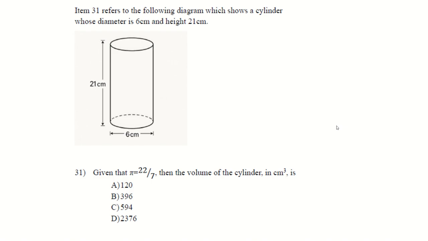to 38. Right, item 31 refers to the following diagram which shows a cylinder whose diameter is 6 and height is 21. Given that pi is 22/7, the volume of the cylinder is... Now, if you do not remember the formulas for the shapes, please remember that you are given your formula sheet and it is provided. Now, these questions should not have a lot of hard calculations.